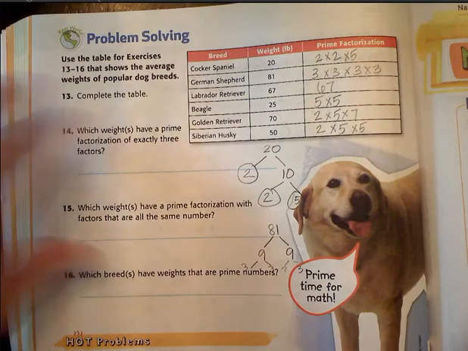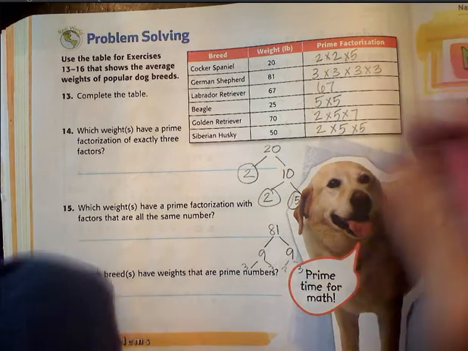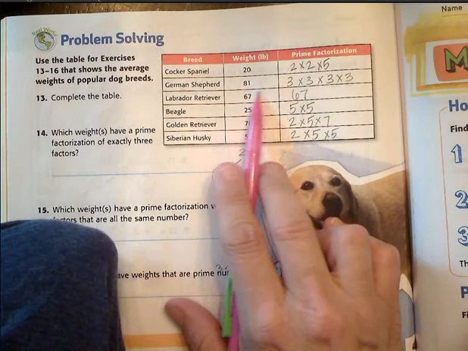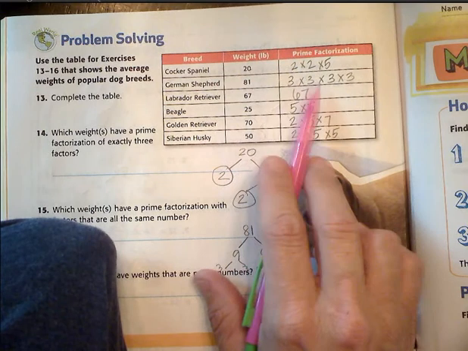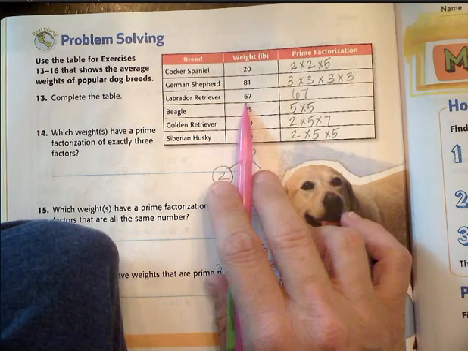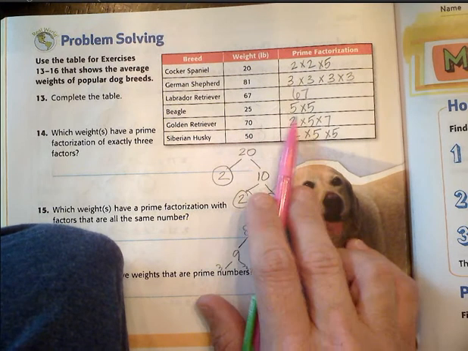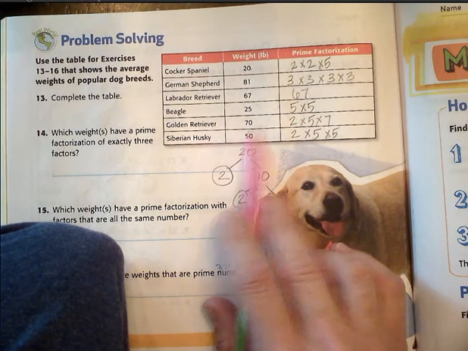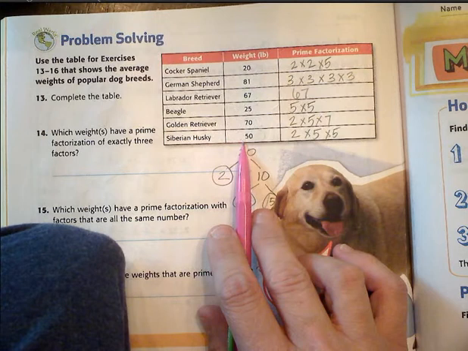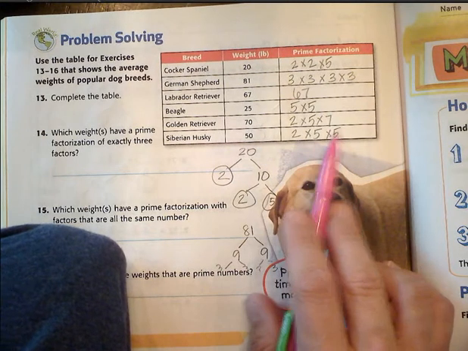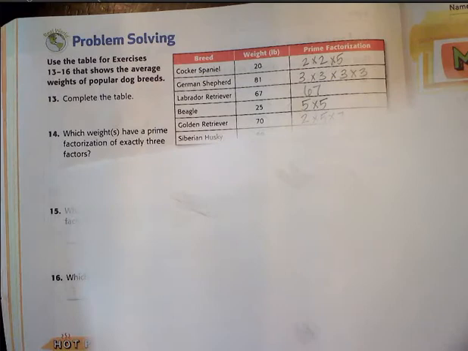Okay, you guys, I have written in the work here the answers to these questions. 81 is 3 times 3 times 3 times 3. 67 is 67. I'll explain that in a second. 25 is 5 times 5. 70 is 2 times 5 times 7. And 50 is 2 times 5 times 5. Let me show you how I got those answers in case you didn't get them.